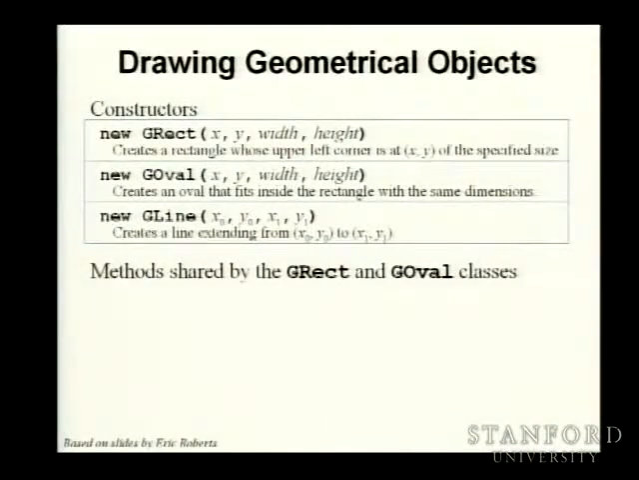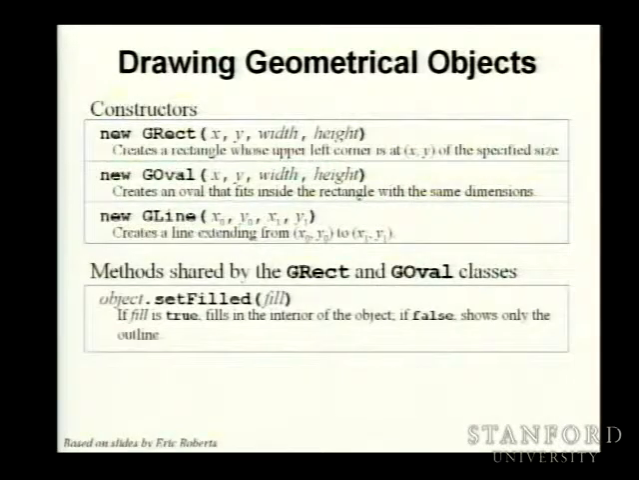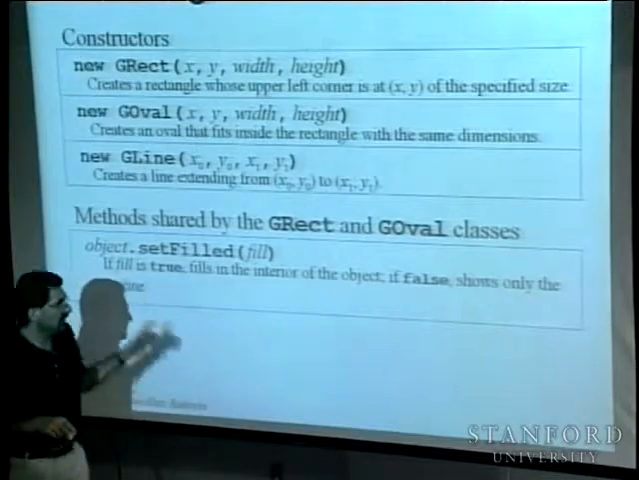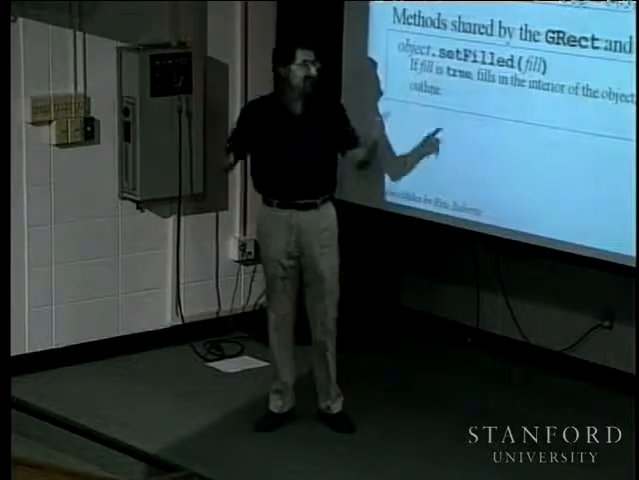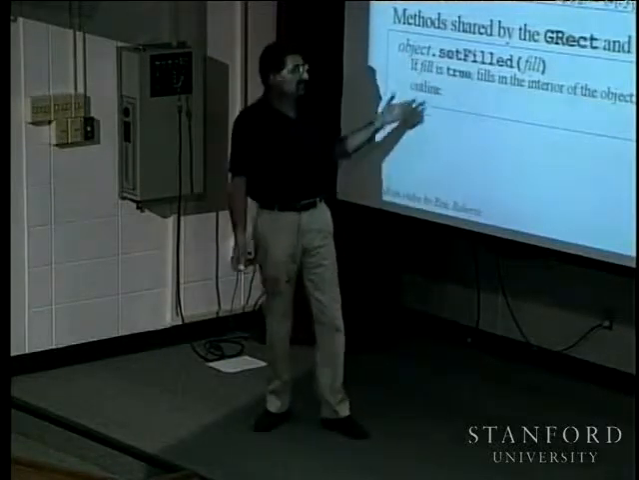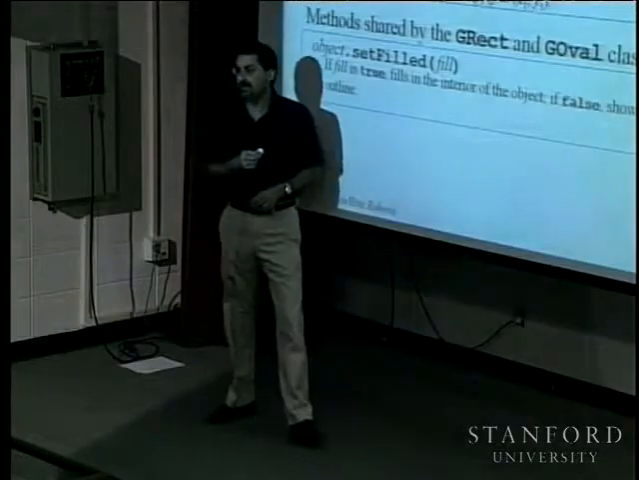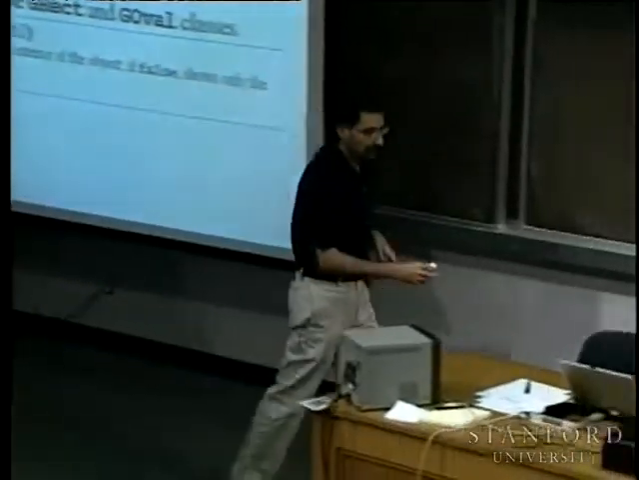There are also some additional methods that are shared by GRect and GOval. They don't actually apply to lines or to labels. Rectangles and ovals can be filled, so they can either be an outline. You can either have a rectangle that looks just like this, which is an outline, or it can be filled in, which means it is a big solid chunk of stuff. So you say if it's filled, this is either true or false, with the actual word true or false. If you set it to true, then when you add it to the canvas, it will show up filled in. It will show up solid. And if this is set to false, it just shows up as the outline of the object, whether that's an oval or a rectangle.